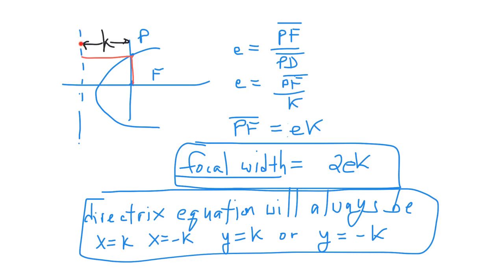One last thing is that in this particular picture, the directrix equation is x equals minus k. K is always a distance, so it's always positive. The other places the directrix could be is over here, so x would be k. Up here, so y would be k, or down here. So those are the only possibilities for the directrix equations.